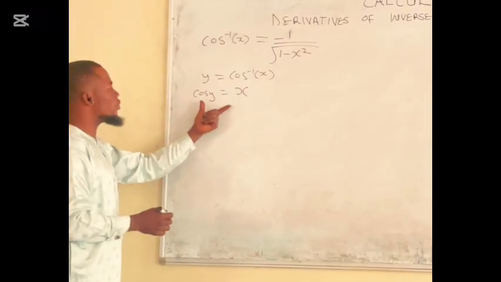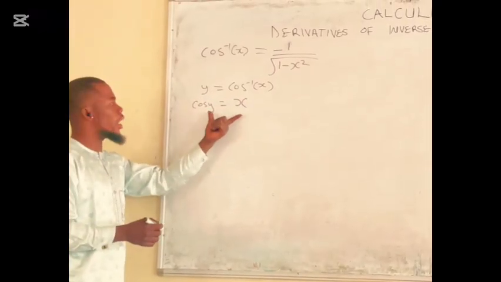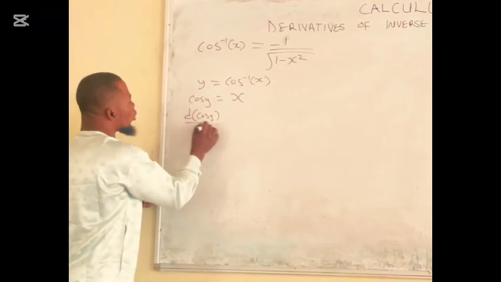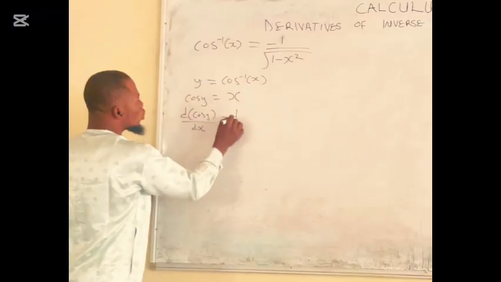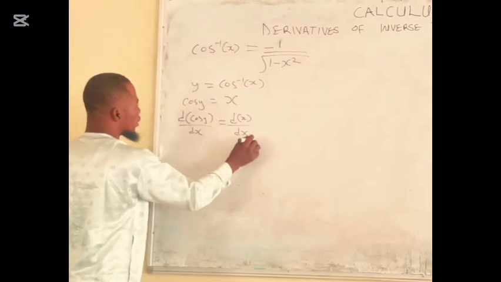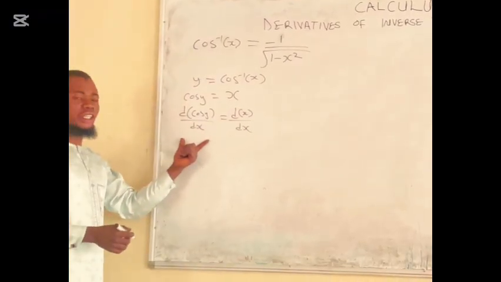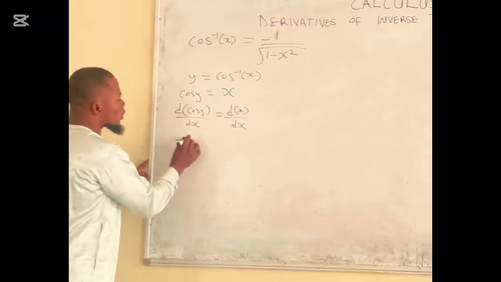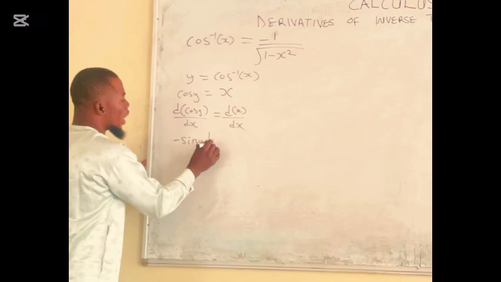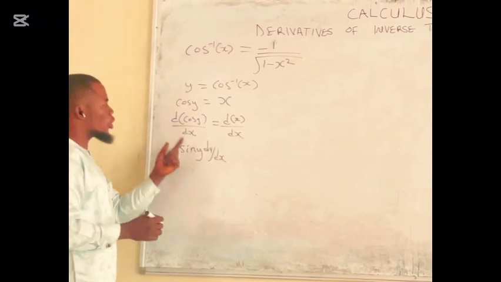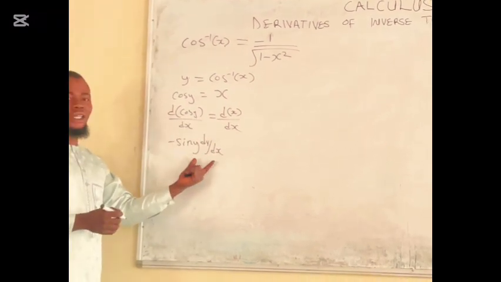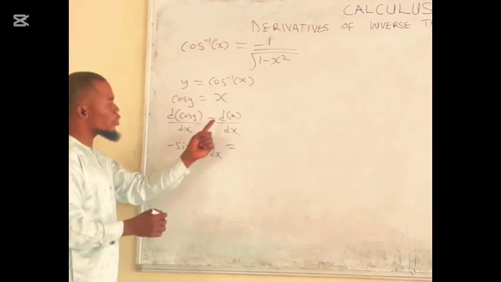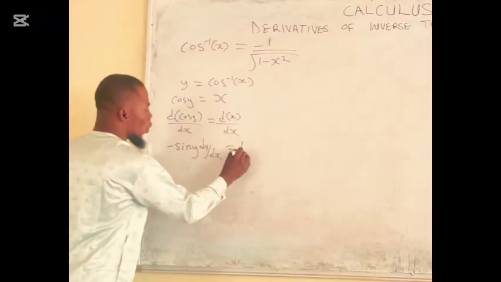Next, you differentiate both sides with respect to x. So you have d of cos y over dx equals d of x over dx. Implicitly, if you differentiate cos y, we have minus sine y dy dx, because anywhere we differentiate y, we put dy dx in implicit differentiation. This equals 1, since if you differentiate x, you have 1.